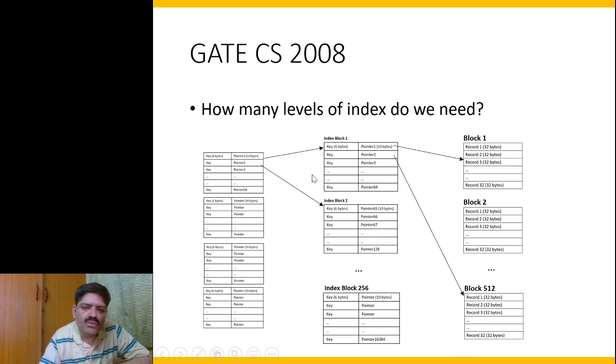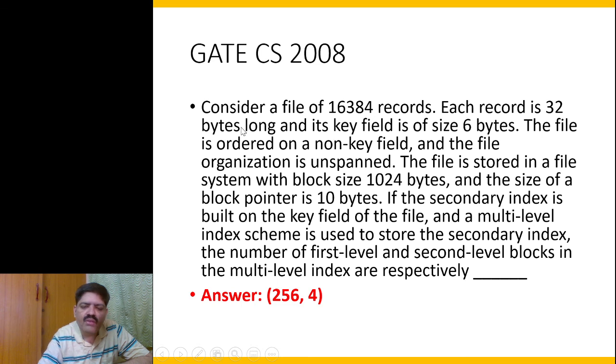All I need is a block pointer. So this one would point to the next one and this one to the next one and so on. If I do it like this, I can keep reducing the blocks here. Now if you go and read the question, the answer should be 256 and 4.